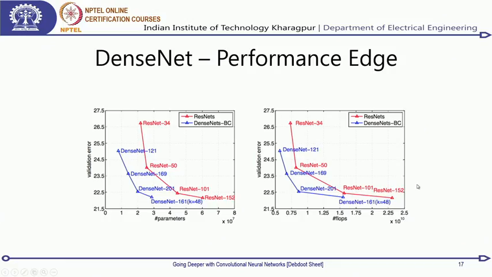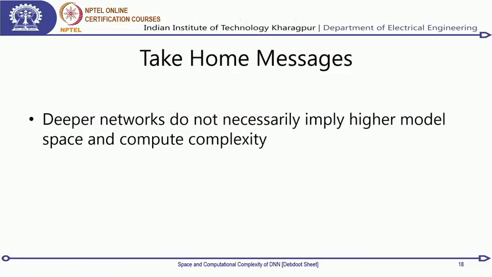So, this is where we come to an end for this lecture, and one important take home message is that deep neural networks, or deeper networks, do not necessarily imply that there will be higher model and space as well as compute complexity taking over.